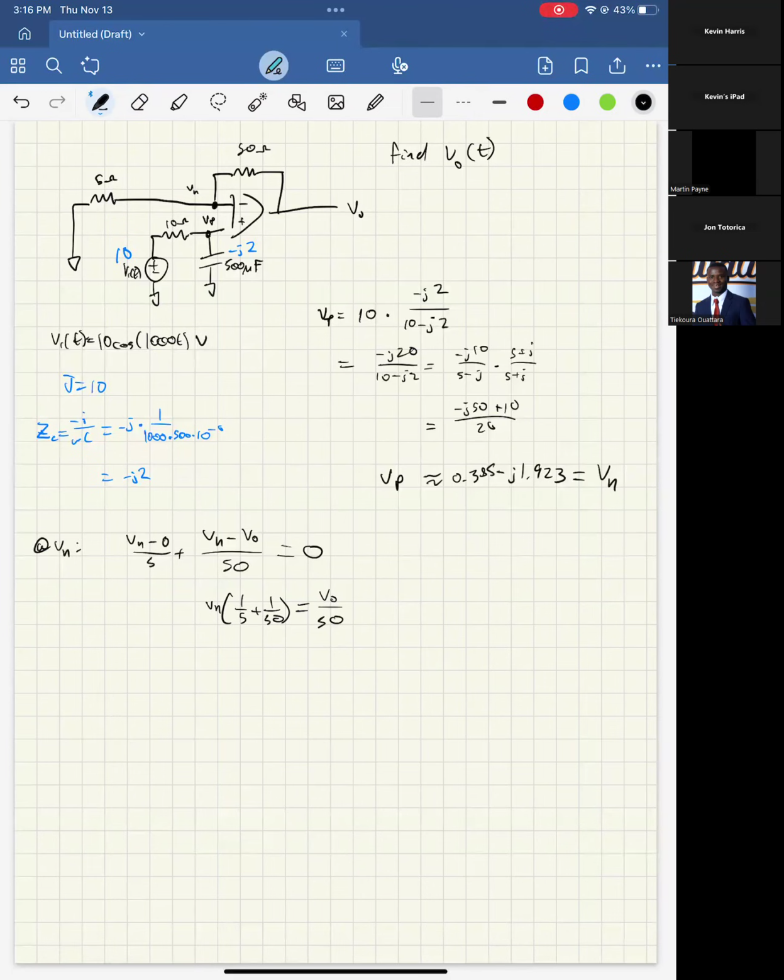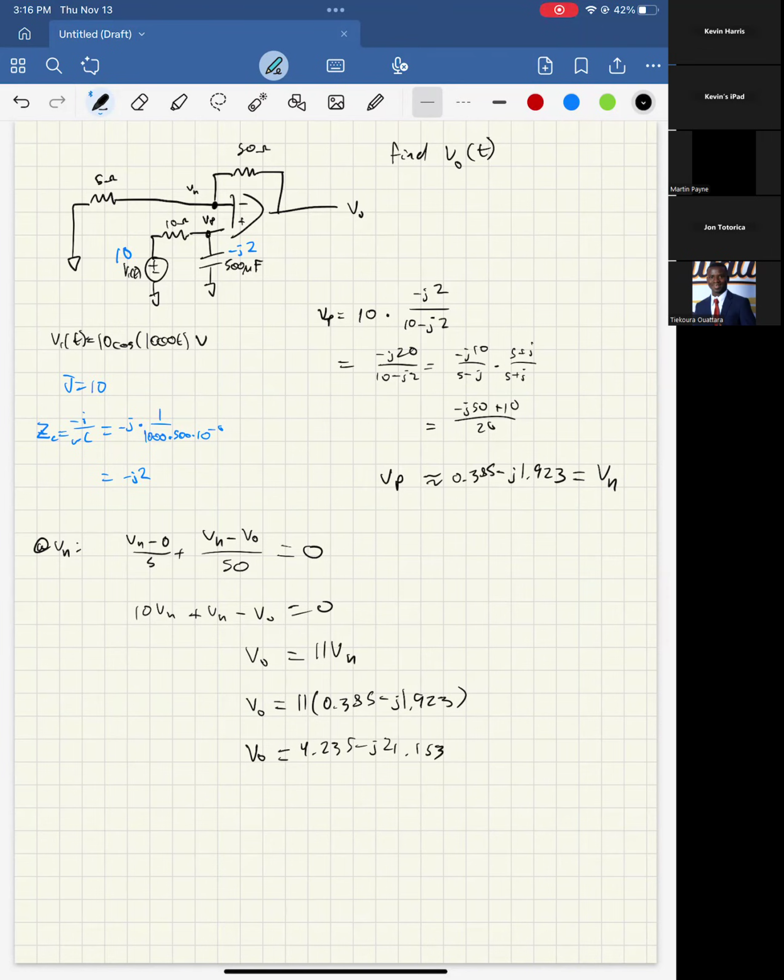And then if we do this, actually, that's just a stupid way of doing it. Just multiply both sides by 50. So we get 10 Vn plus Vn minus V out equals 0. V out equals 11 Vn, and then we plug in Vn. V out then is going to be 11 times 0.385 minus j1.923, and that gets us V out is 4.235 minus j21.153.